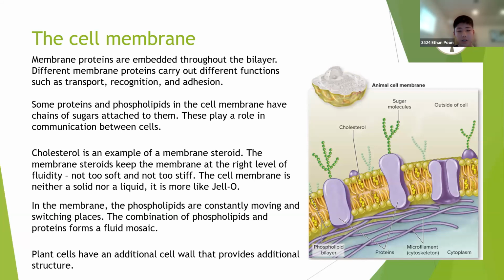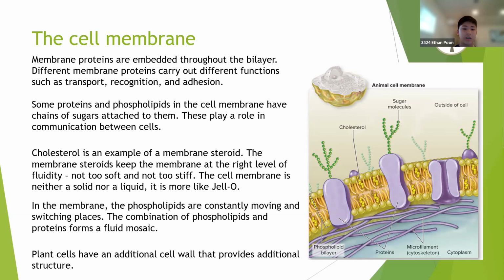And some proteins and phospholipids in the cell membrane have chains of sugars attached to them, or carbohydrates. These play a role in communications between cells. And cholesterol is an example of a membrane steroid. Now, I'm sure that when you hear steroids, you think of Arnold Schwarzenegger steroids, anabolic steroids, where we get tons of muscle and everything. Steroids basically mean any molecule that has this specific structure of 4 carbon rings. And that's pretty much it.